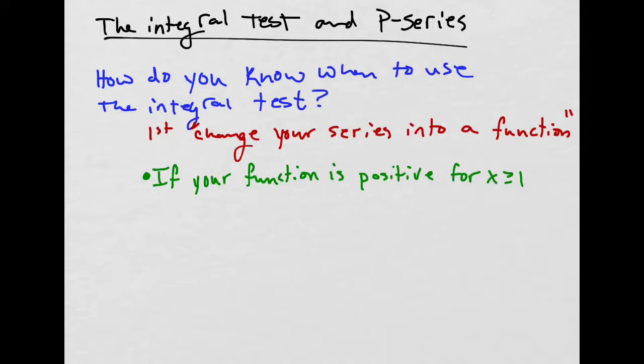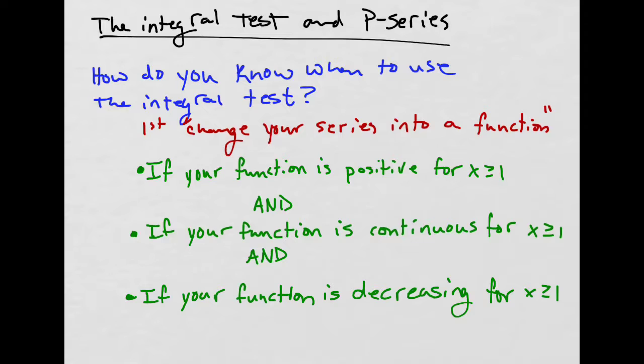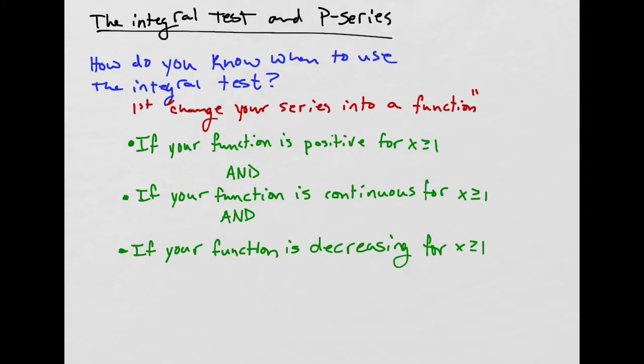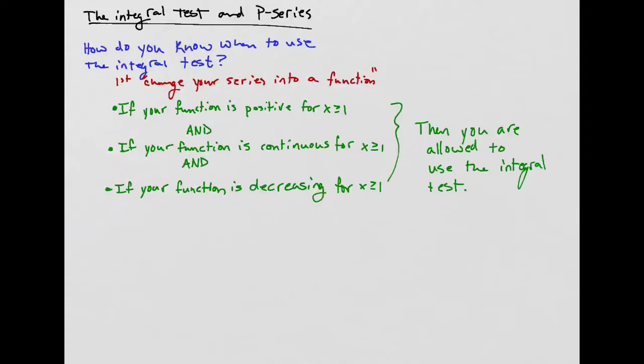The first condition is if your function is positive for x greater than or equal to 1. It's pretty much just, is it positive for wherever we're looking at the series? And if your function is continuous for x greater than or equal to 1. This is actually not super strict. We can actually change it to greater than 1, or later on down the line, greater than any other number. But we're just going to say this for now, and hopefully later on you'll begin to understand how you can manipulate that. But these two things have to be satisfied. And if your function is decreasing for x greater than or equal to 1. So if all three of these things are satisfied, then you are allowed to use the integral test. So those are the conditions that have to be satisfied.